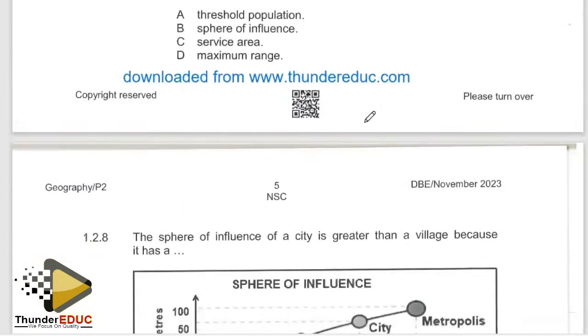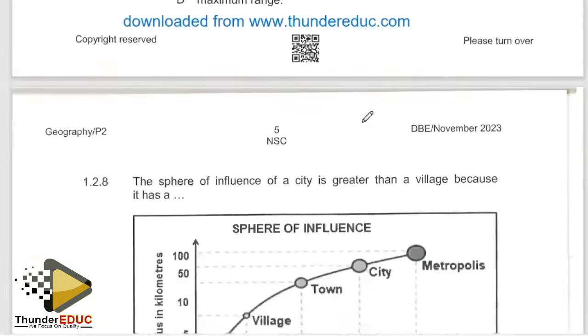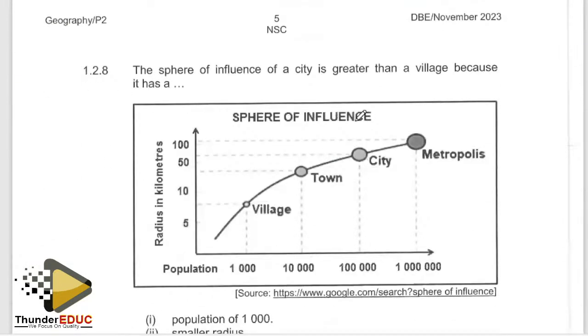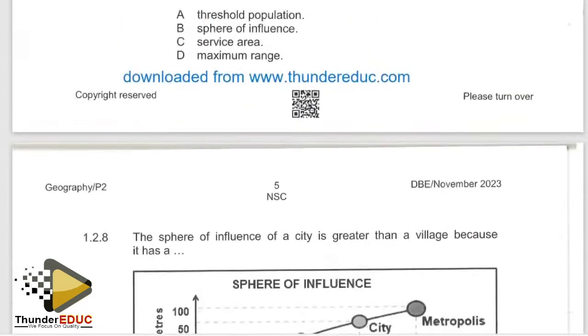We proceed. The area from which a settlement draws its customers is the sphere of influence, which is basically also B.